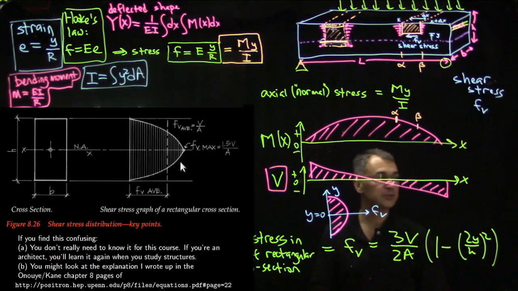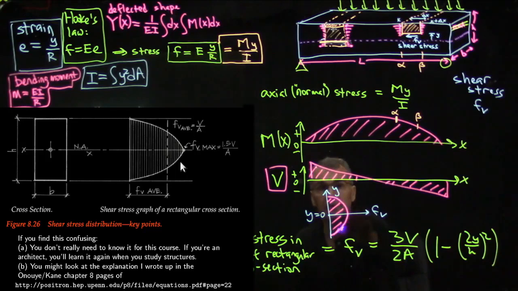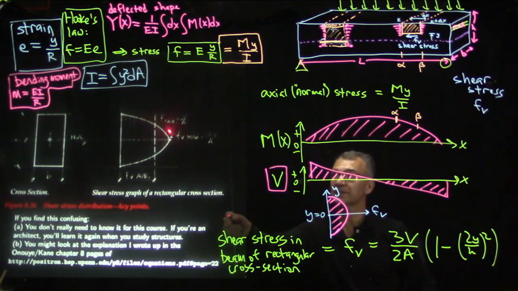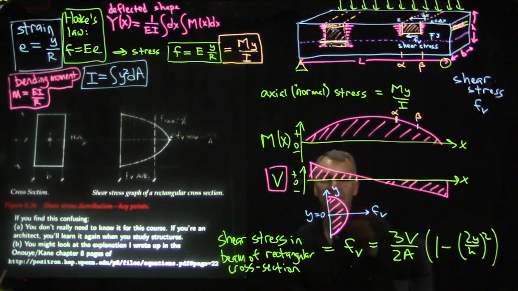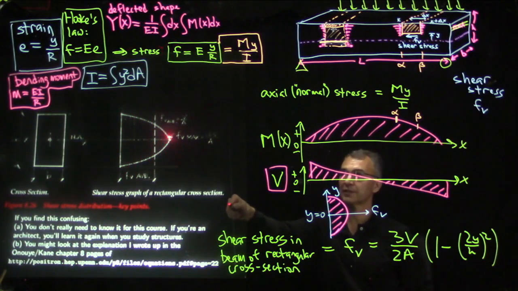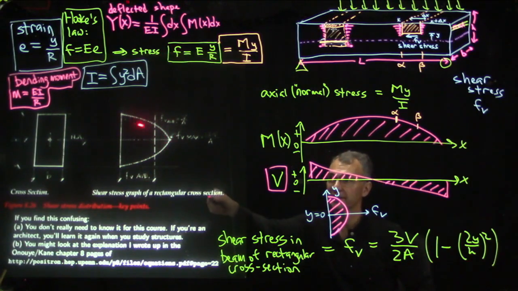And then here's Onouye's nice diagram showing this parabolic shape. Though I think it's kind of fun to point out that his parabola doesn't look like a parabola, even though the math says it really is a parabola. In any case, you can see that the way he drew it, the function is largest at the neutral surface, which is correct, but it actually doesn't have a point like this. It's actually a nice parabola.